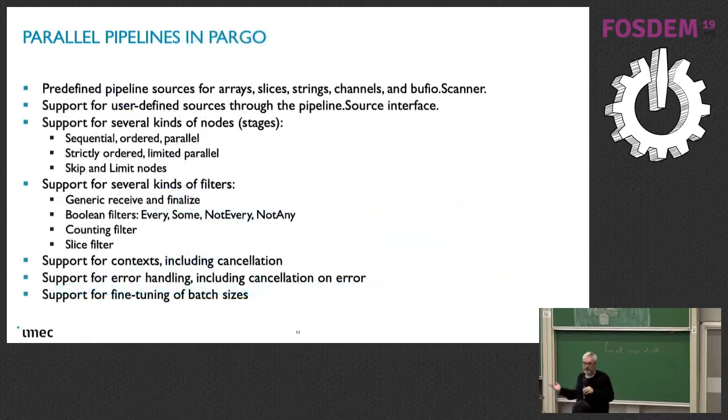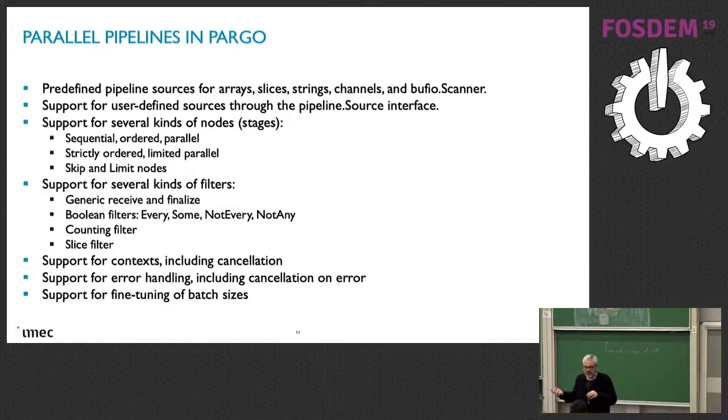So what you have in the parallel pipelines in Pargo, you have predefined pipeline sources for arrays, slices, strings, channels, and bufio.Scanner, so for scanning text files. You have support for user-defined sources through the source interface. You have support for several kinds of nodes or stages: sequential, ordered with a guaranteed order, parallel. You also have strictly ordered and limited parallel, which gives you a way to control how much memory is used. You have skip and limit nodes, where you can skip elements or limit how many elements you want to see over the lifetime.